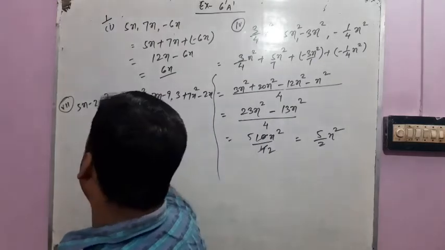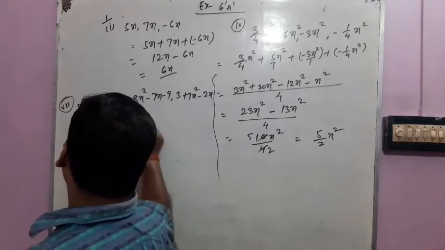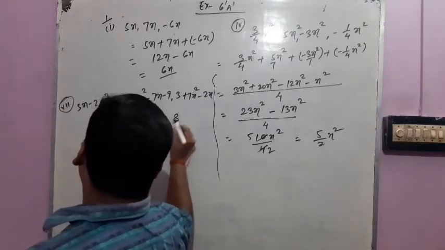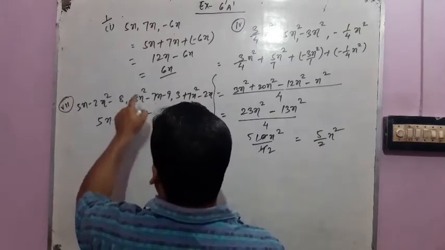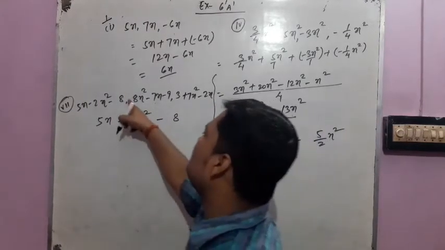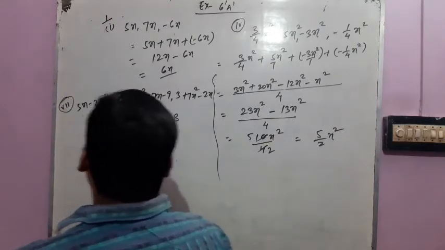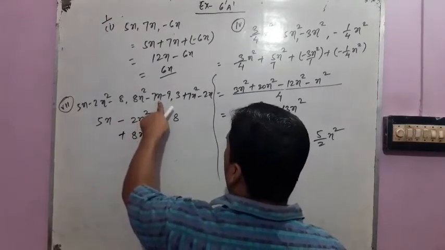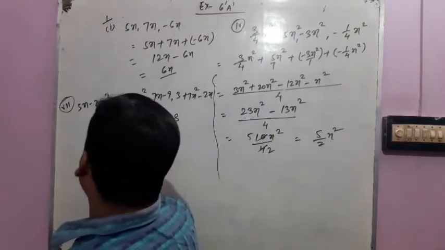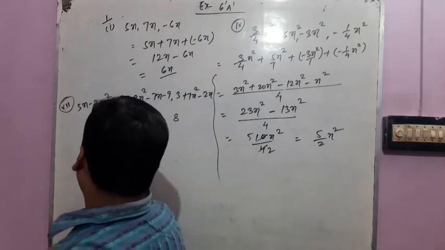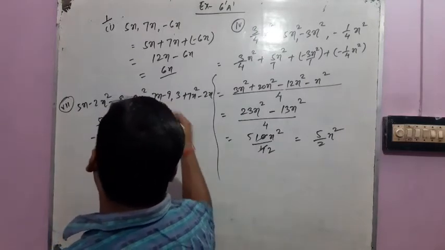First you have to write the first term before the comma, that is 5x minus 2x square minus 8. Now the next term is 8x square. Before the 8x square there is no sign, that means the plus sign is hidden, so we have to mark a plus sign here, 8x square. Now the next term is minus 7x. The power of x is 1, so we have to keep it just below the x position. Minus 7x, then minus 9.